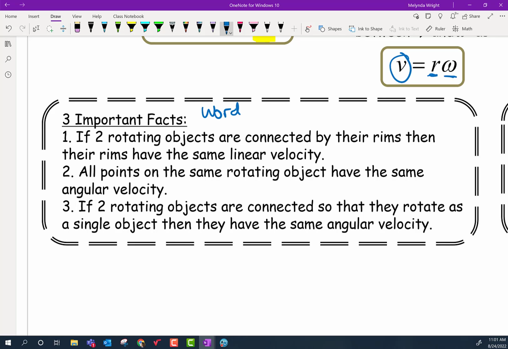Okay, you will experience these in some word problems that we're going to do. So we're still in the theoretical field, right? I'm still explaining to you what this is, how it works, how they relate to each other. So let's think about if we have 2 rotating objects that are connected by their rims. Let me give you an example.